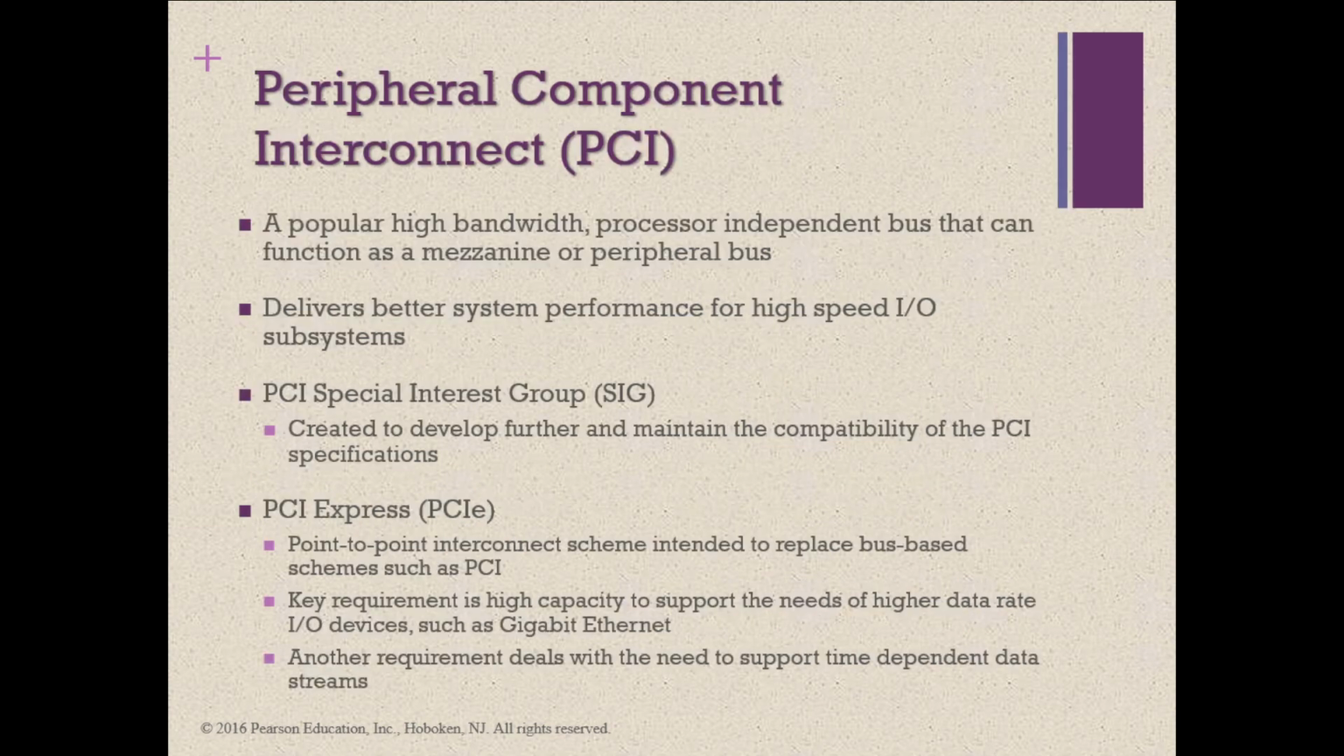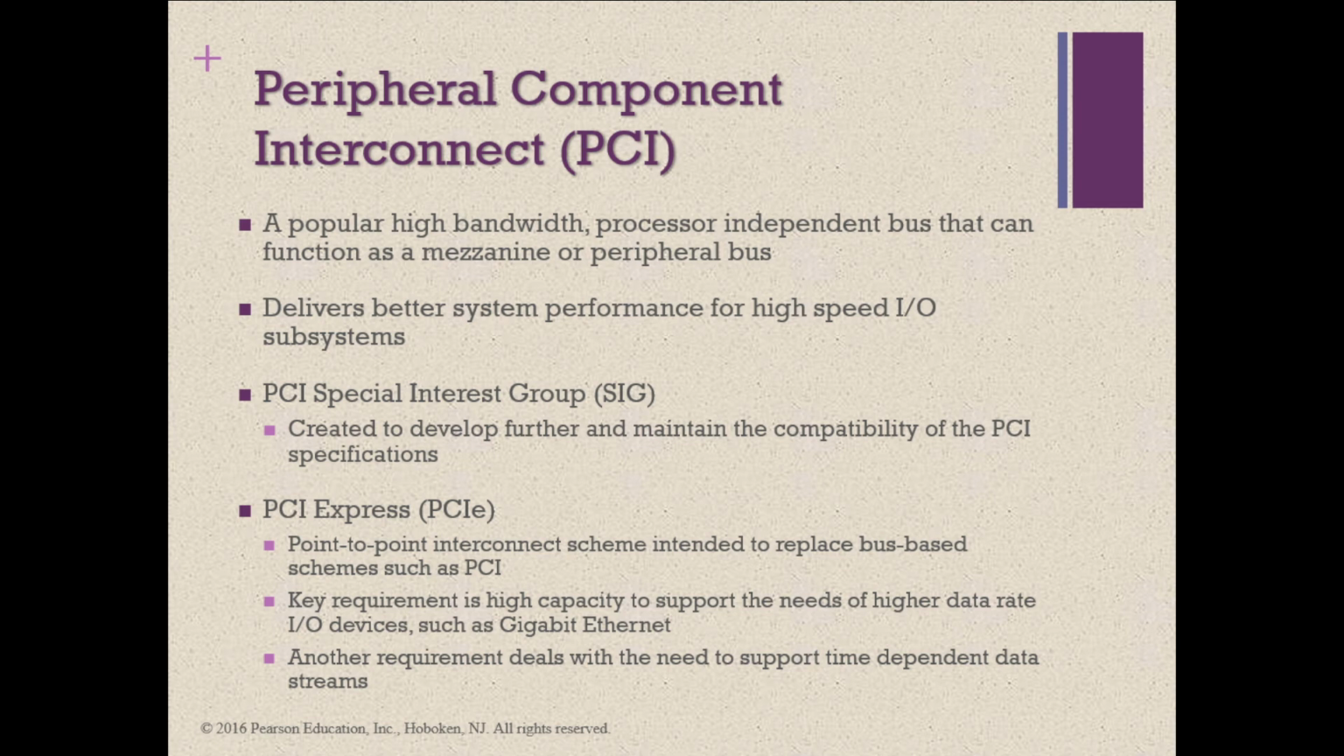Next we have the Peripheral Component Interconnect, or the PCI. The PCI is a popular high bandwidth processor independent bus that can function as a mezzanine or peripheral bus. Compared with other common bus specifications, PCI delivers better system performance for high-speed I/O subsystems such as graphic display adapters, network interface controllers, and disk controllers. So that's why PCI's applications in the computer system are mostly for graphic display adapters, or the graphics card of the computer system, or network interface controllers, and of course disk controllers.